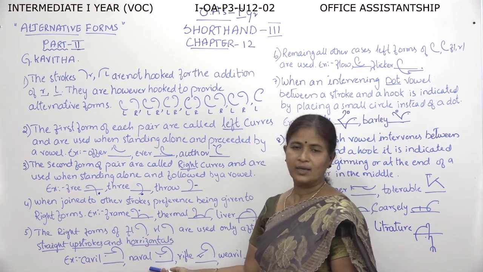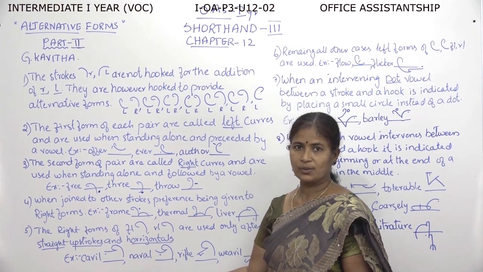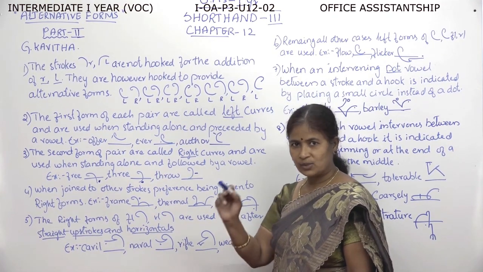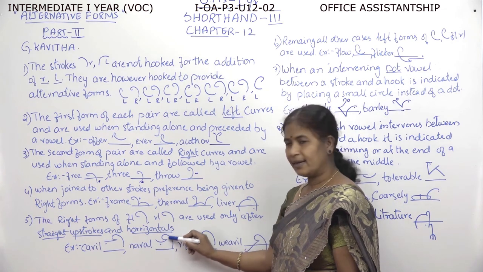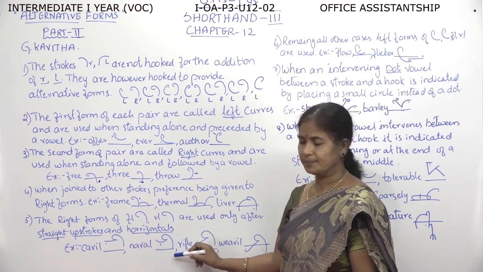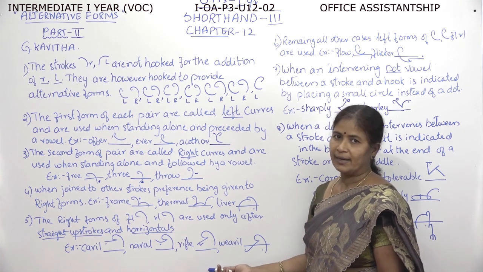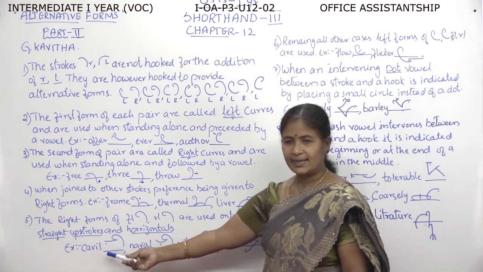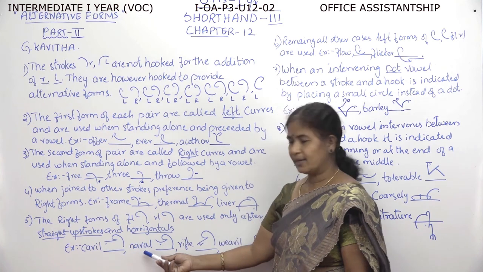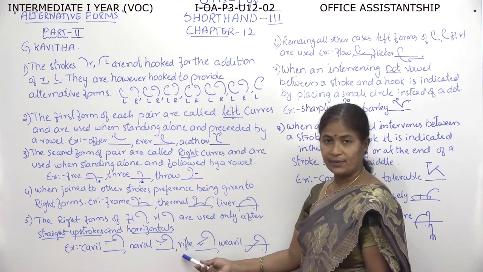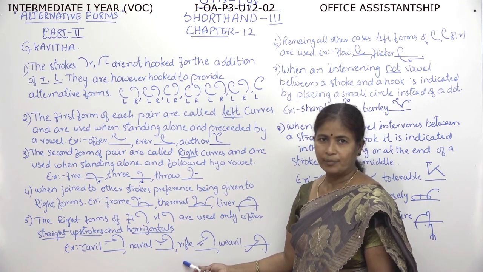The same way, navel. N is a horizontal stroke. How do we write? N is going towards right side. N and right form of well joins better. And rifle. After straight up strokes and horizontals. Chusara? Cavil. K is a horizontal. Navel. N is a horizontal. Rifle. Ray is a straight upward going stroke.